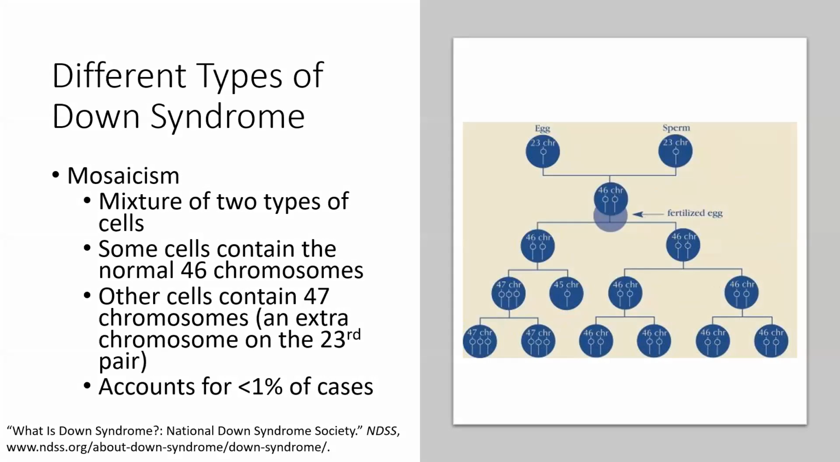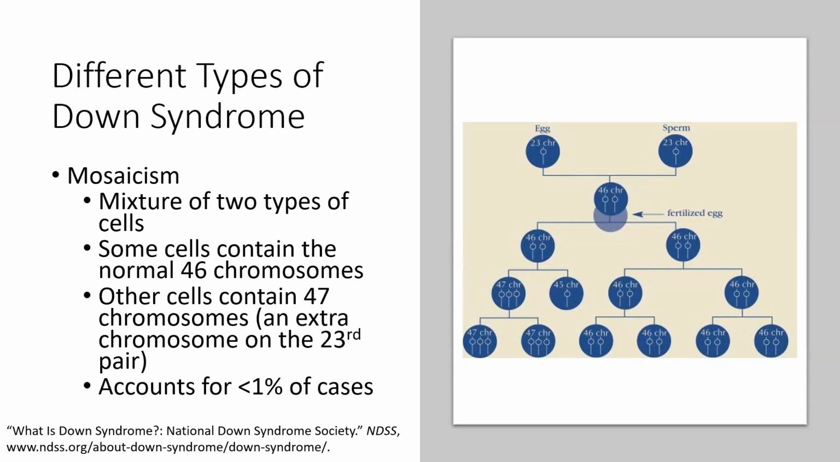Mosaicism is another type of Down syndrome, and it's diagnosed when there's a mixture of 2 types of cells, one containing the usual 46 chromosomes, and some containing 47 chromosomes. The cells with 47 chromosomes contain an extra chromosome on the 21st pair. This is the least common type of Down syndrome, so it's actually pretty rare.